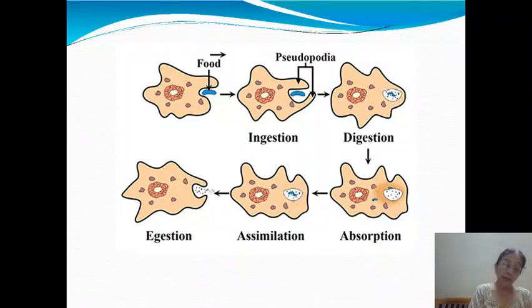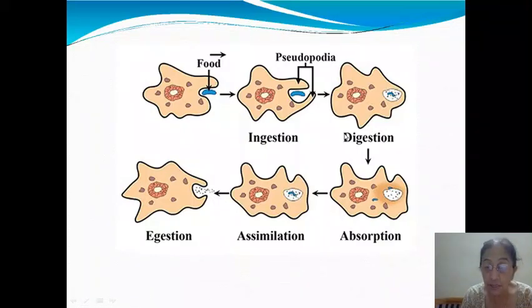Again, I would like to say that amoeba has no fixed place for removing the undigested part of the food. When a considerable amount of undigested food collects inside the amoeba, then its cell wall ruptures suddenly at any place and the undigested food is thrown out of the body of the amoeba. So these are the 5 steps of holozoic nutrition in amoeba. First step is ingestion, second is digestion, third is absorption, fourth is assimilation, and the fifth is egestion.